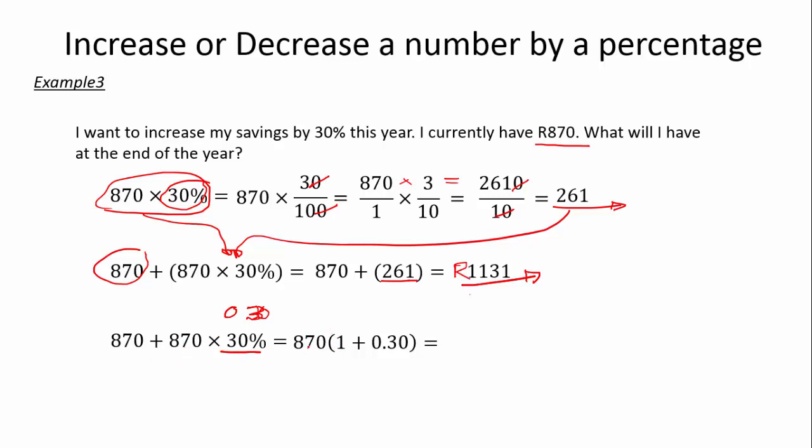So look, if we said 870 times 1, that equals 870, and 870 times 0.3, that is equal to this part of the equation here. We add those two together to get 1.3. And then we can just simply say that is the exact same, if you put that in your calculator, as 1,131. And that is the easier way.